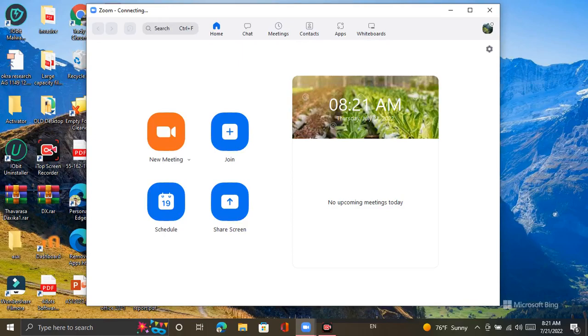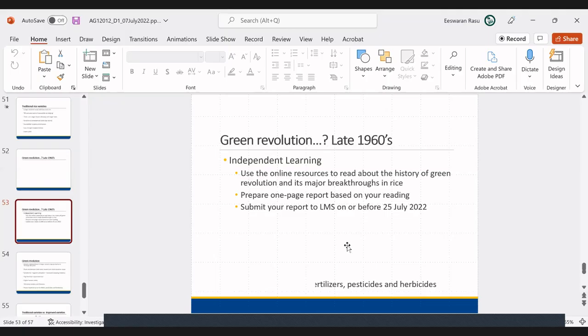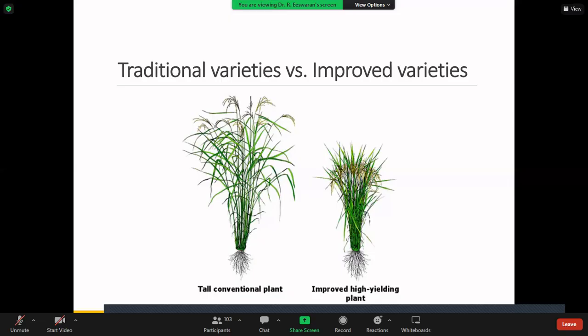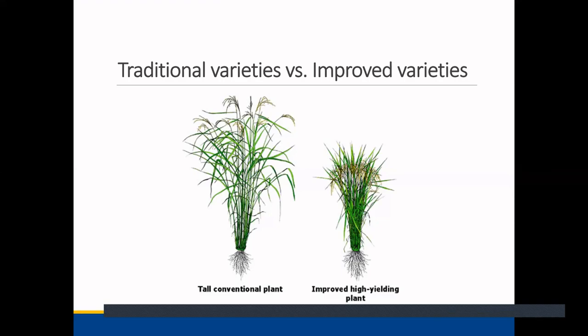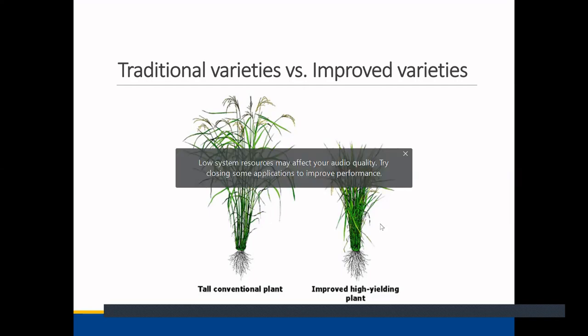and improved varieties, we said that this improvement mainly occurred in the architecture of the plant, right? So you can see the picture, it's very clear, right? The conventional type had taller varieties with long leaves and they are droopy, right? But these improved varieties have erect leaves with shorter architecture, right? So that's a major difference, right?